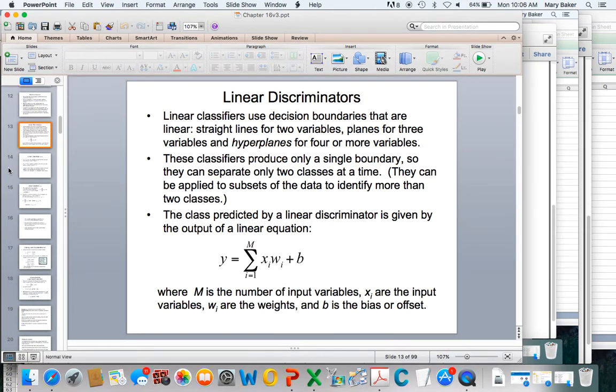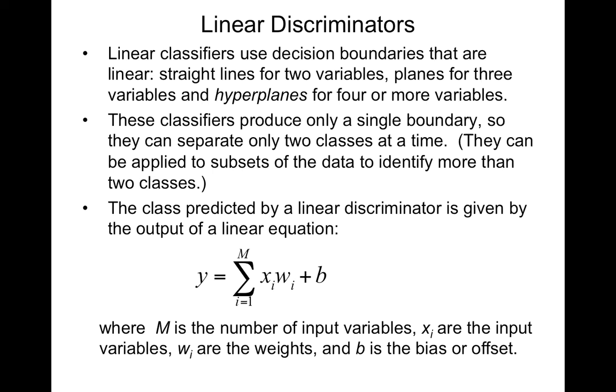All right, so let's talk a little bit more about linear classification, and we'll talk about linear discriminators. Linear classifiers, as we discussed in Lecture 1, use decision boundaries that are linear. So we would have a straight line for two variables, a plane for three variables, a hyperplane for four or more variables, and so on. These classifiers produce only a single boundary, so they will separate only two classes at a time. Now, they can be applied to subsets of the data to identify more than two classes.